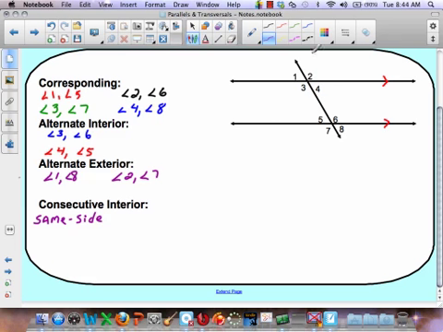3 and 5, 4 and 6. Okay. And not only do we have same side interior, but we could also have same side exterior, which would be 1 and 7, and 2 and 8.